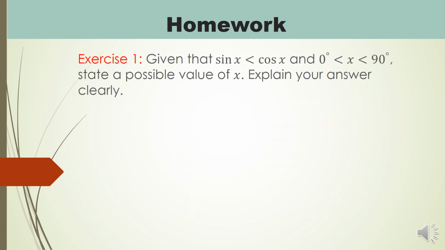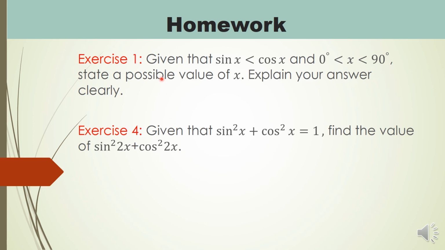Today, you have to do two exercises. I decided to give you exercise 1 and exercise 4. Here we have the information sine x less than cosine x, with the angle x between 0 degrees and 90 degrees. You have to state all the possible values of it and then explain your answer. And number 4, we are given that sine square x plus cosine square x equals 1. So let's find the value of sine square 2x plus cosine square 2x.